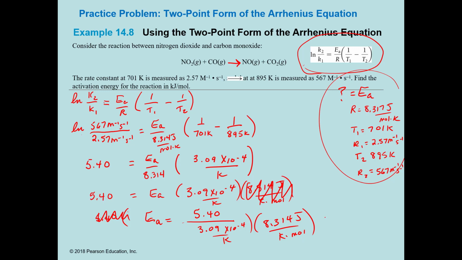All right, and so that's going to end up giving me 1.45 times 10 to the 5th joules per mole. And I believe it wants it in kilojoules per mole, so then I'm going to have to divide by 1,000. 1 kilojoule per 1,000 joules, and that's going to give me 145 kilojoules per mole.